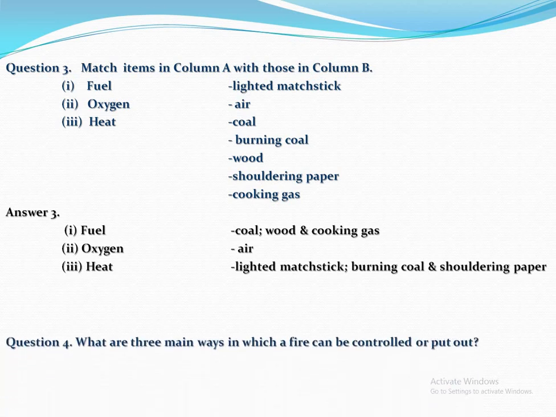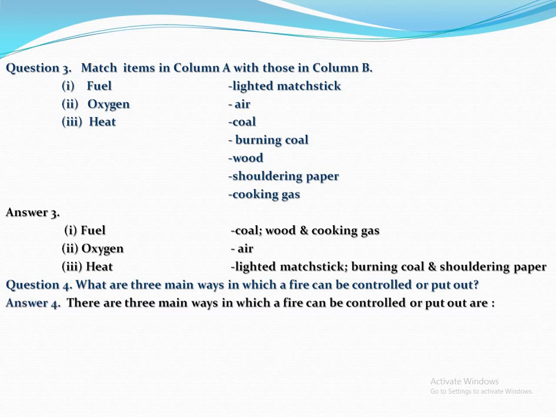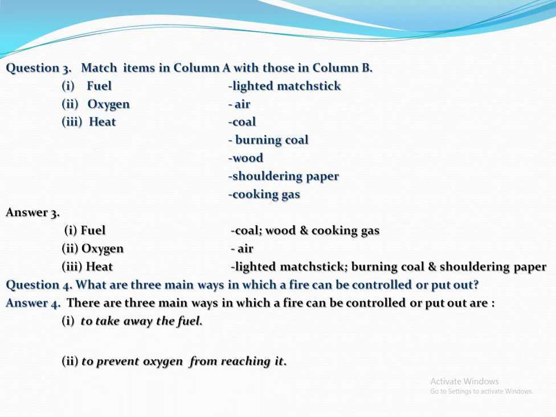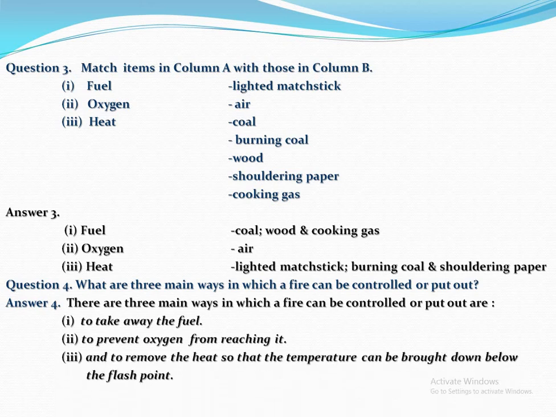Now let's go to fourth question. What are three main ways in which a fire can be controlled or put out? The answer of this question is there are three main ways in which a fire can be controlled or put out are first one to take away the fuel, second one, to prevent oxygen from reaching it. And last one, to remove the heat so that the temperature can be brought down below the flash point.